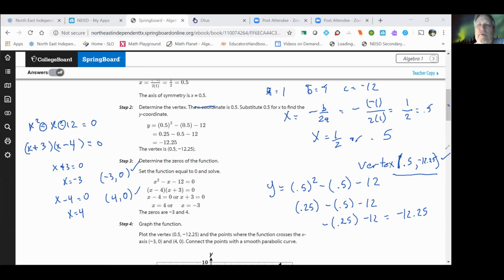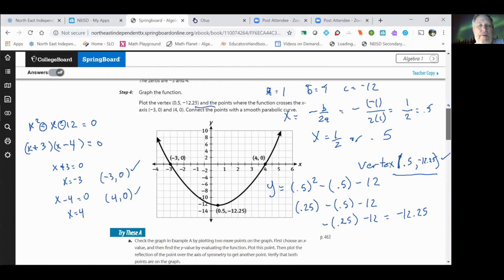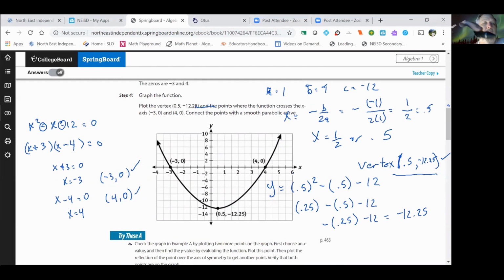I'm going to pull the graph up here, hopefully right kind of in between here, yep. And then we're going to go ahead and plot these 3 points. So the first one is (-3, 0), and it's already on here, but I'm going to go ahead and mark it. It's right there. And then we have (4, 0). That's going to be this one right here.